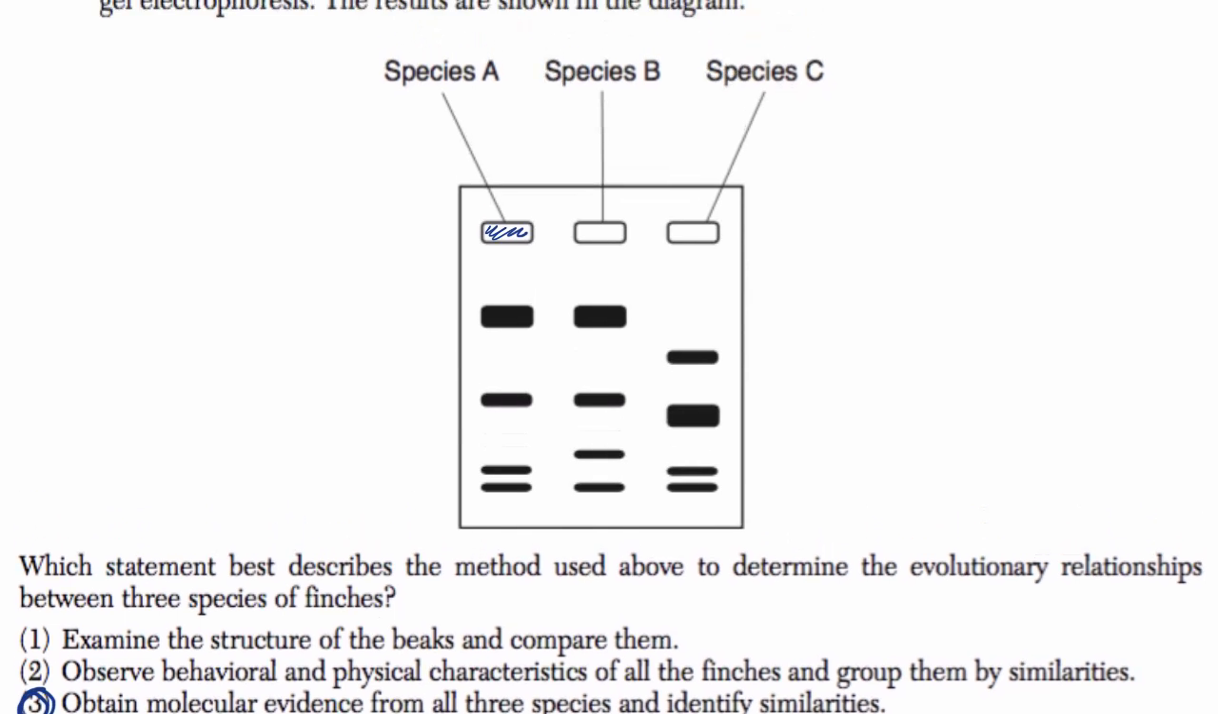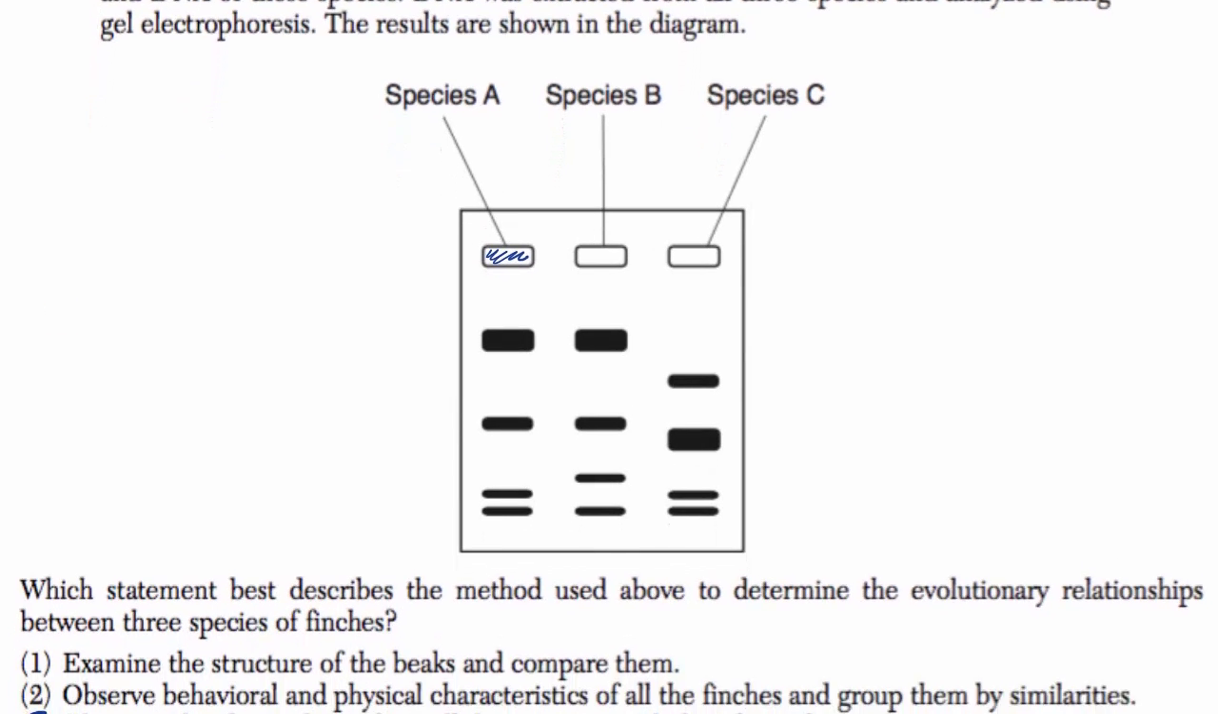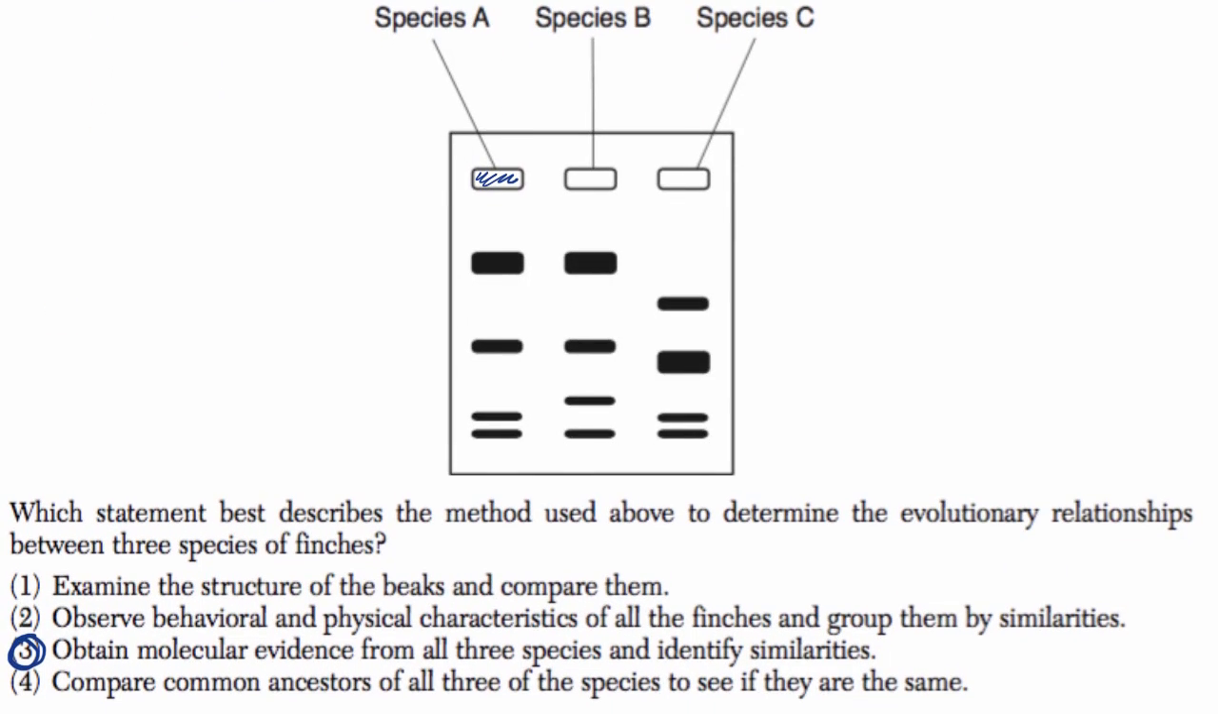They did say in the beginning that they examined physical characteristics and DNA of these species. And so you could maybe say examine the structure of the beaks and compare them, but that's very specific, and it didn't say for sure that they're doing that. That may be one of the physical characteristics that they're looking at, but we know for sure that they're obtaining molecular evidence from all 3 species, and they're identifying the similarities.